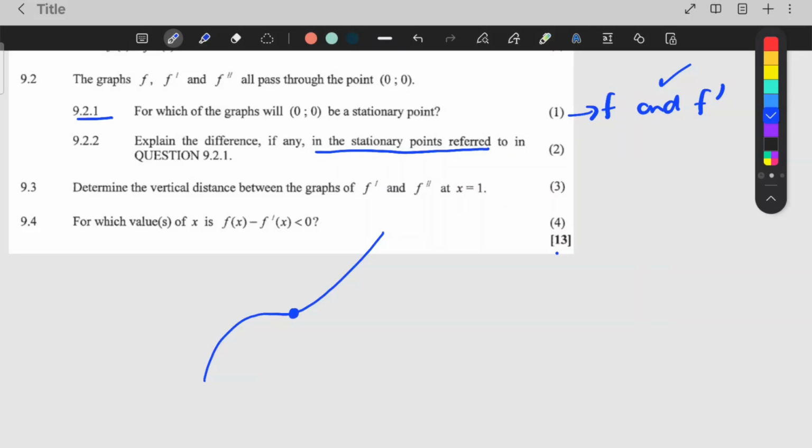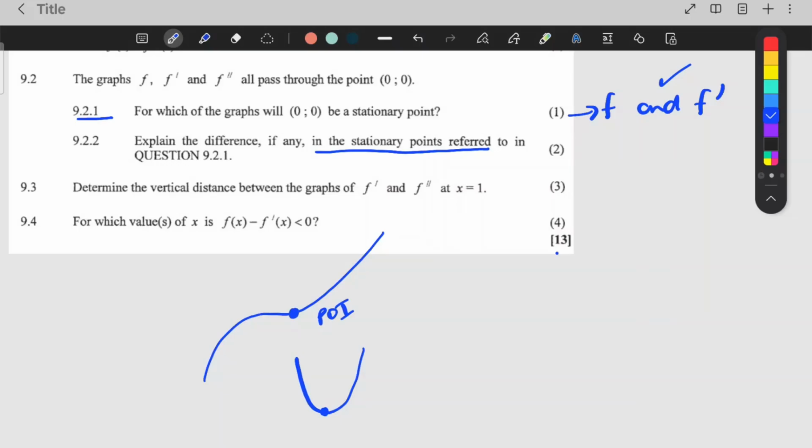Okay, and then for the parabola, you would have a stationary point here. So what's the difference in the two stationary points? The difference is this one is also a point of inflection.